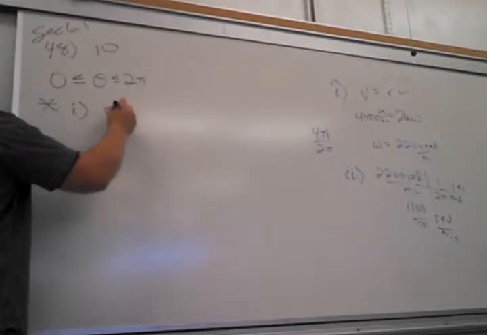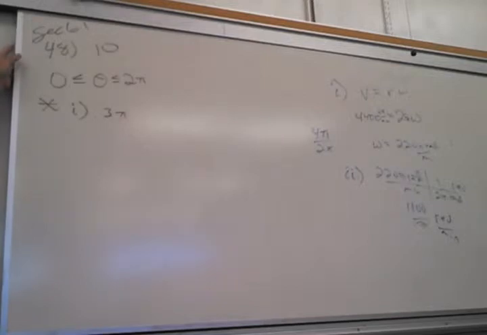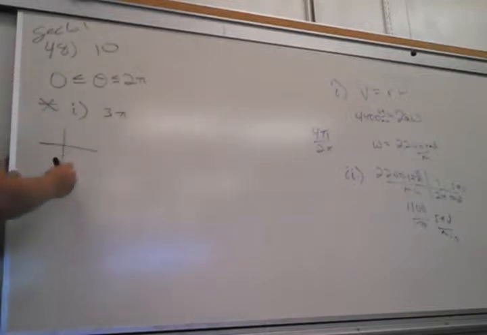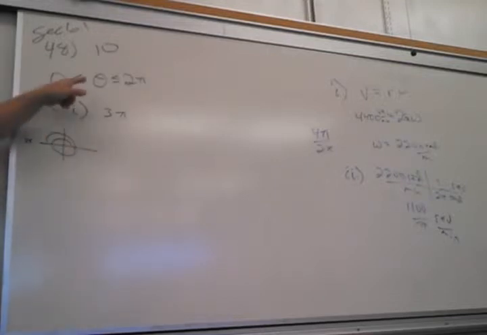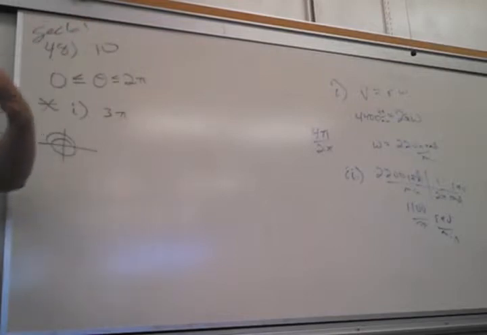If I said 3 pi, why is that not good? It's not inside 2 pi. It's not between 0 and 2 pi. How can I force it? I don't want to change the angle. Where would 3 pi be? It'd be a whole rotation and then this much. Here's 3 pi.